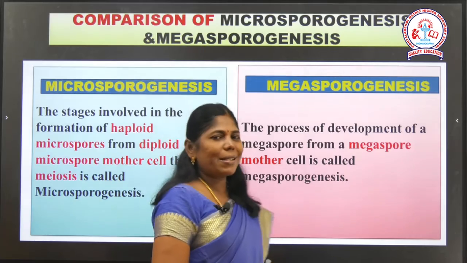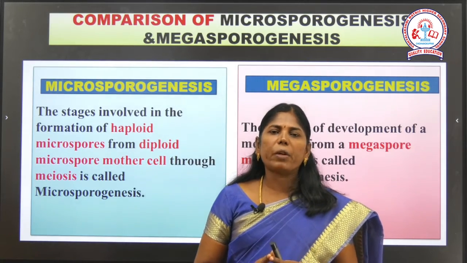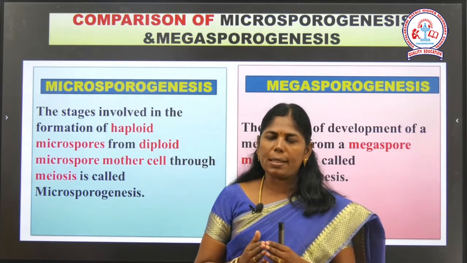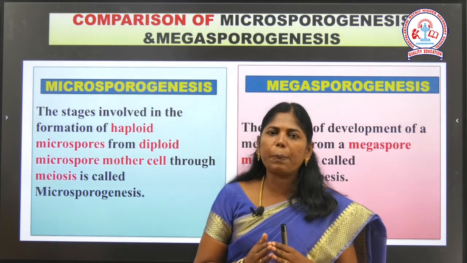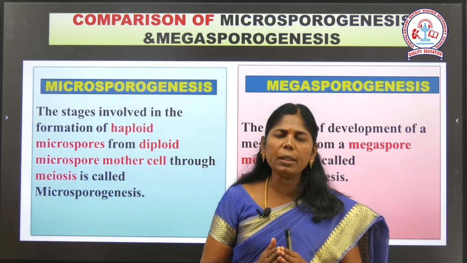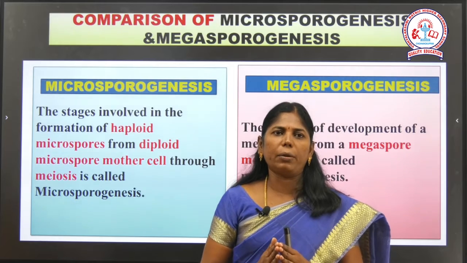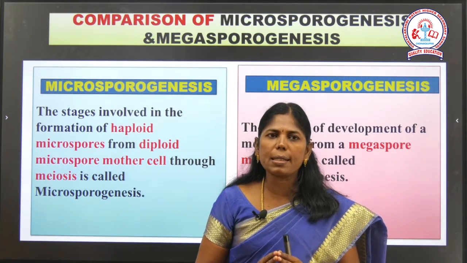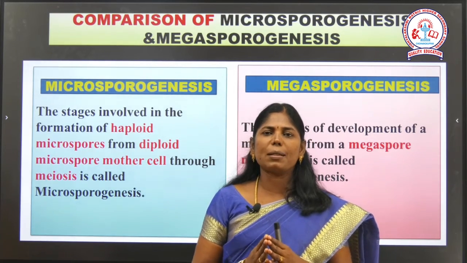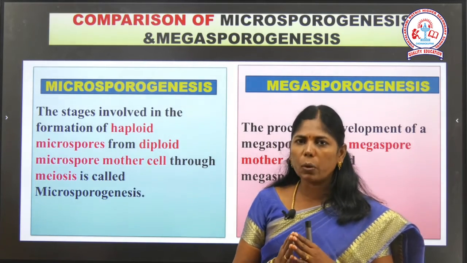Microsporogenesis means the stages involved in the formation of haploid microspores from the diploid microspore mother cells. So, what is the meaning of haploid? Haploid means N, that is half of the chromosomes. The number of chromosomes is half of the diploid. The diploid microspore mother cells divide through meiosis. Meiosis means reduction division. That process is known as microsporogenesis.